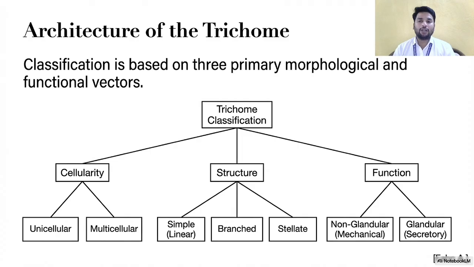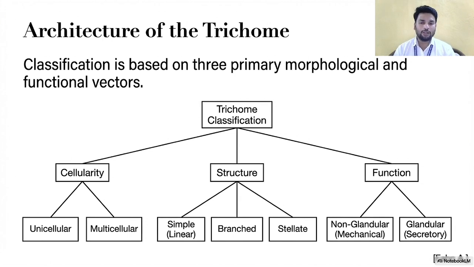The classification of the trichome, that is also known as the architecture of trichomes. Classification is based on three primary morphological and functional vectors. Trichome is classified on the basis of cellularity, on the basis of structure, or on the basis of function. On the basis of cellularity, they may be unicellular, of a single cell, or they may be composed of multiple cells, that is called multicellular trichomes.